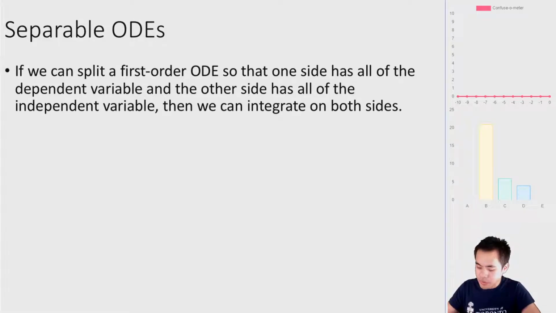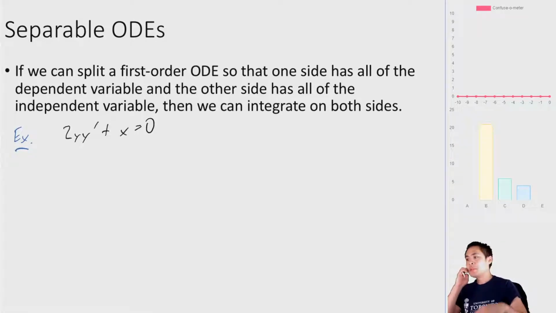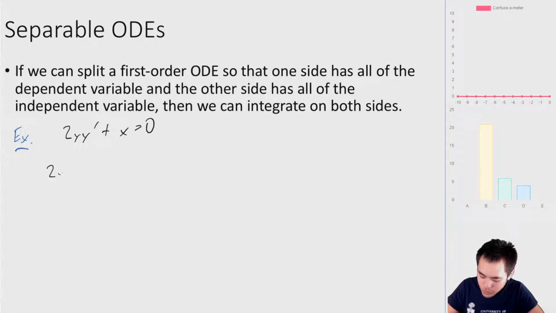So let me give an example of this. So let's say we had 2y times y prime plus x is equal to 0. So now this here is a little bit hard to solve because, you might notice, this is nonlinear. It is not pure time because you have dependence on both y and y prime. It is not autonomous. So what can you do? Well, what we do is we split this apart. So this is 2y. We rewrite this as dy/dx.